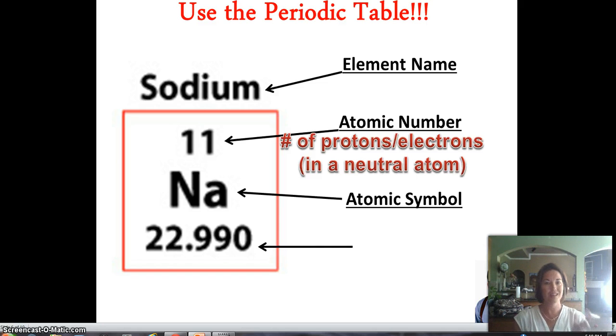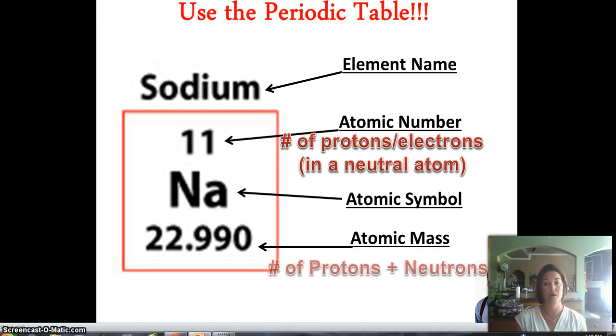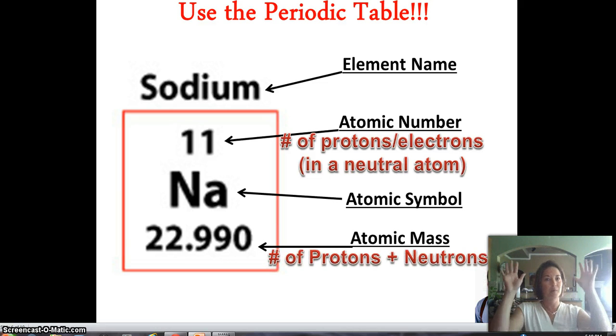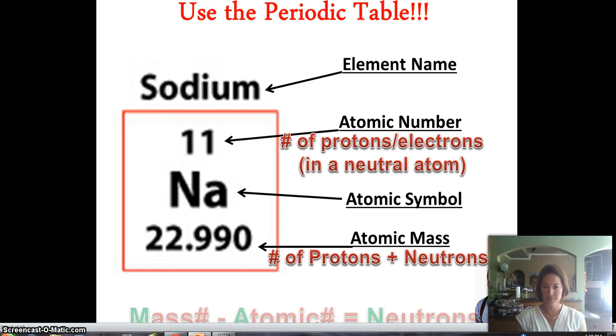And then this decimal number down here, which could be at the top or it could be at the bottom, but it's always the decimal number. That's going to be the atomic mass number. And the atomic mass number, remember where all the mass comes from? It's in the nucleus, and that's where all the protons and neutrons are. So when we total the number of protons and neutrons in the nucleus, that gives us the atomic mass.